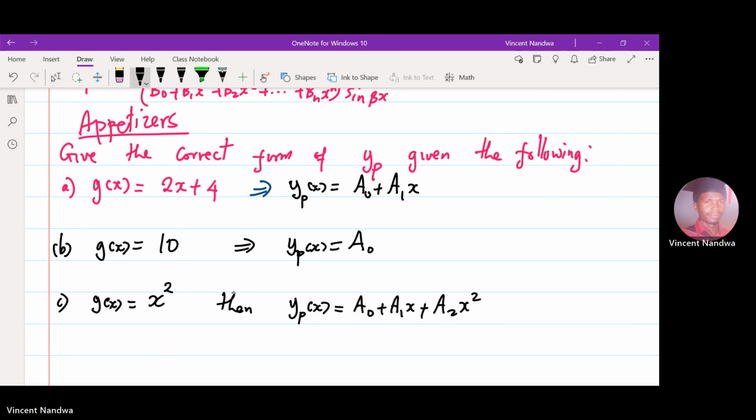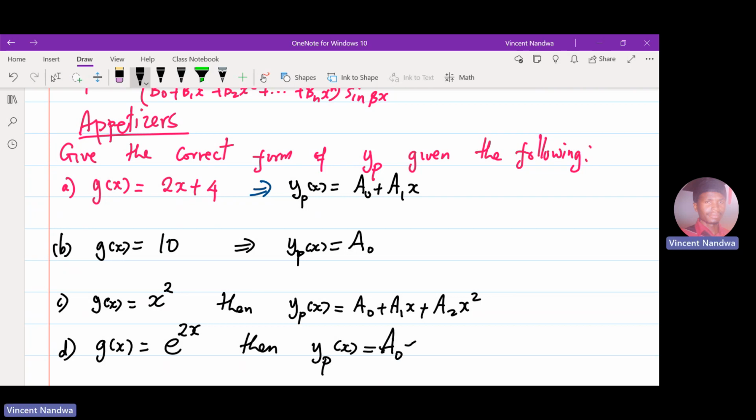Good. And if we have g of x given by e raised to the power 2x, what will be our yp? Correct. Just a constant times e to the power 2x itself.